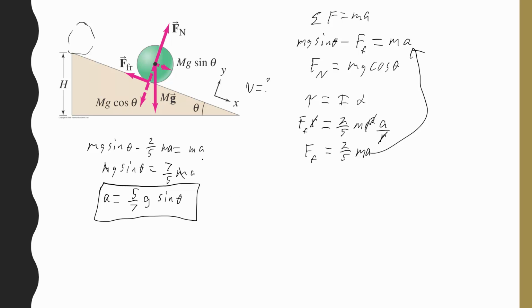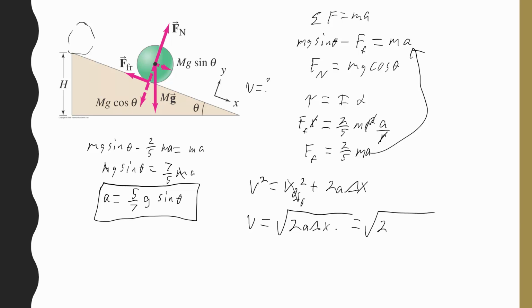And now we can do a kinematic equation to find the velocity at the end of the ramp. We can just use v squared equals v naught squared plus 2a delta x, because we have a constant acceleration, even though we have this other factor in there. It's still constant, so we can use our traditional kinematic equations. We're going to assume that it was released from rest. So we have the velocity at the bottom of the ramp is square root of 2a delta x, and then we can plug in the information we know. The acceleration we just found is 5/7 g sine theta.